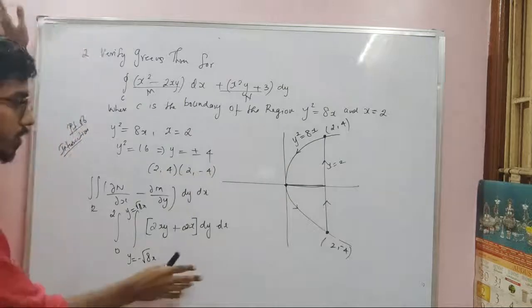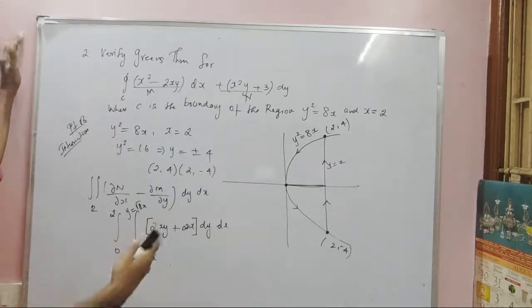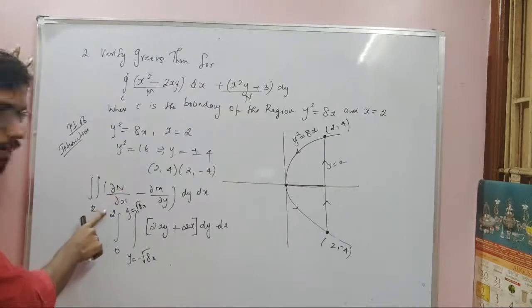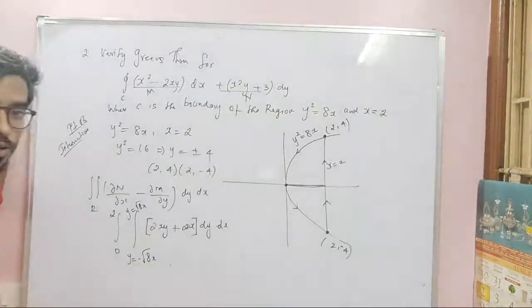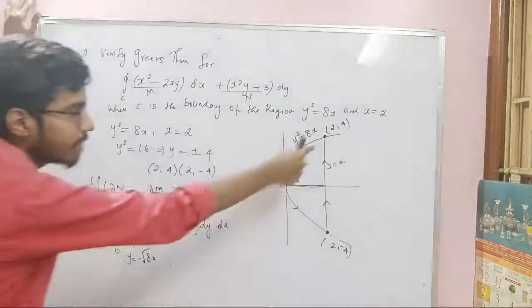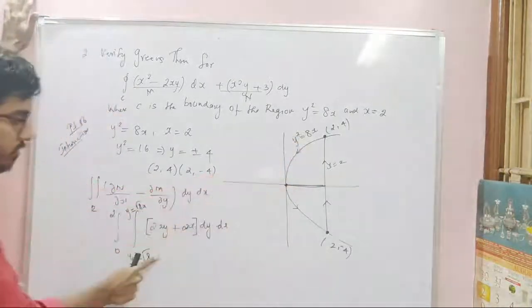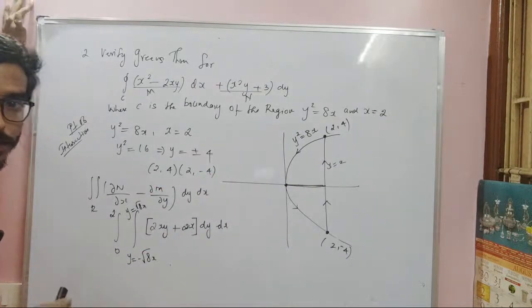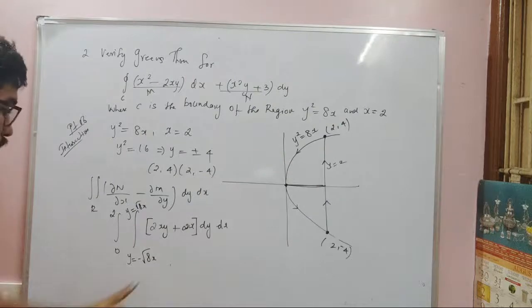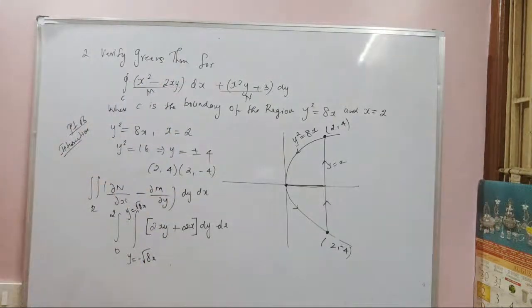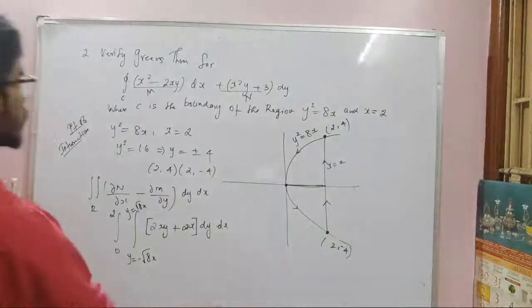Okay, so now we need to evaluate this integral, right? In the last class, that is the last video, we needed to evaluate the double integral over R of (∂N/∂x − ∂M/∂y) dy dx. You can see that y varies from minus root 8x to plus root 8x, and x varies from 0 to 2. So we need to integrate this to get the double integral. So we will integrate this now.